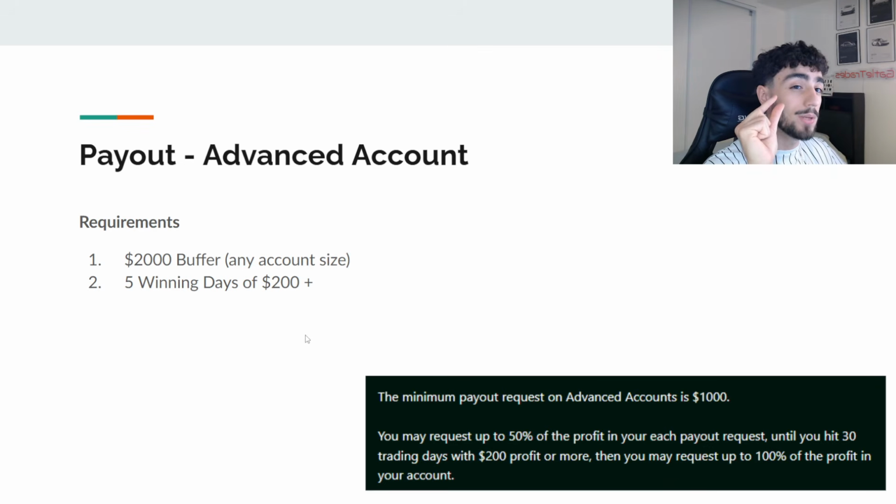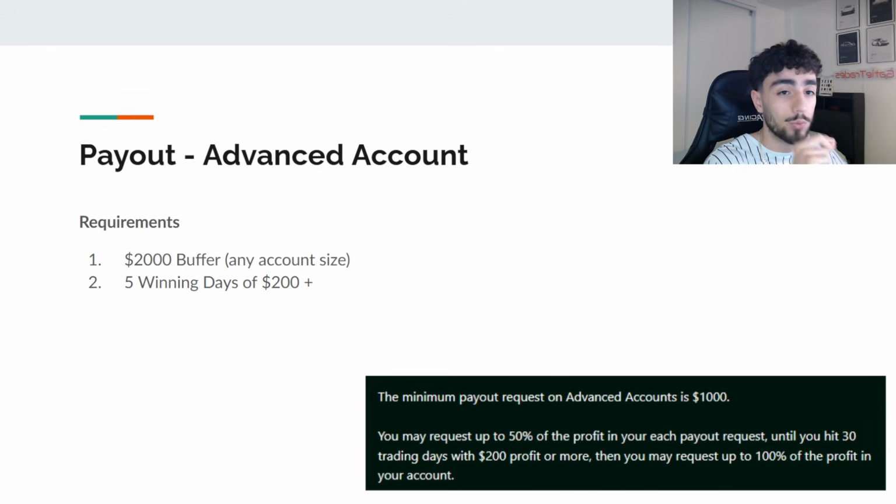Advanced accounts are a little bit harder, but you get the benefits of potentially weekly payouts and no consistency rule, which means you can literally go for a 15K payout off the rip, and we'll talk about it. So the only rule is you do need a $2,000 buffer, any account size. It doesn't matter if you're 50K or 150K or 100K, $2,000 buffer.